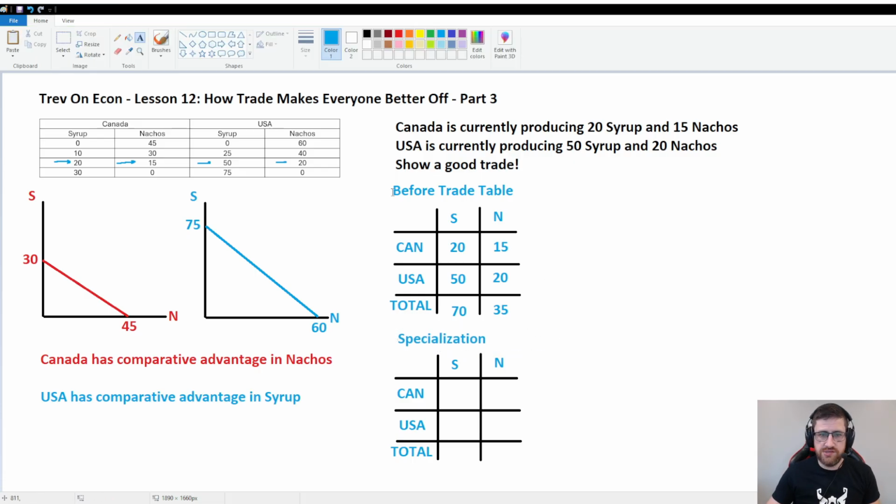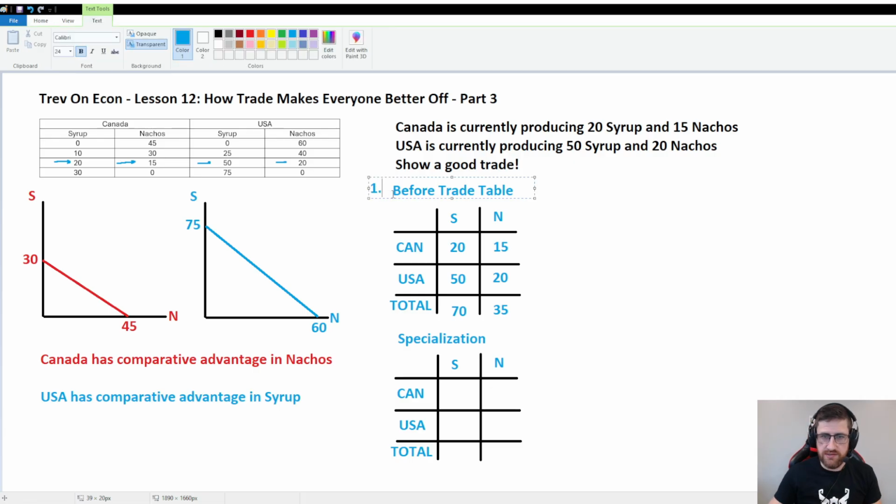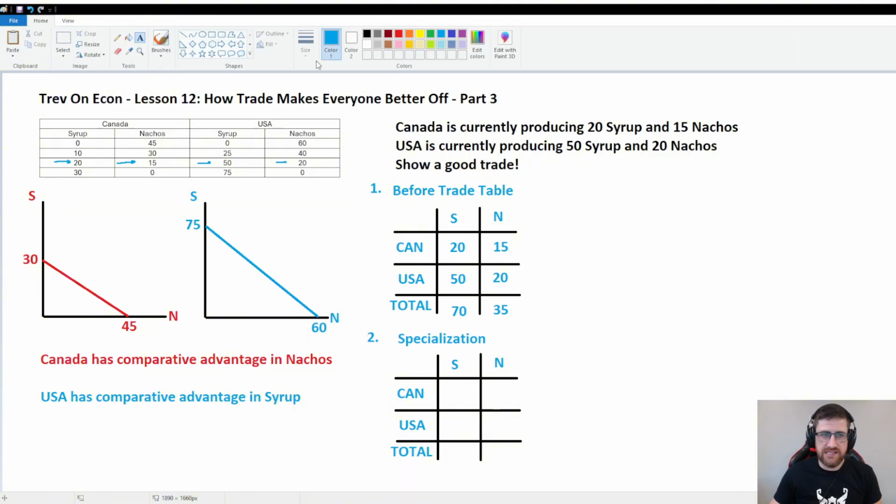And let's actually just throw on the numbers 1 here to remind ourselves we did this first, and a 2 here because we did this second.